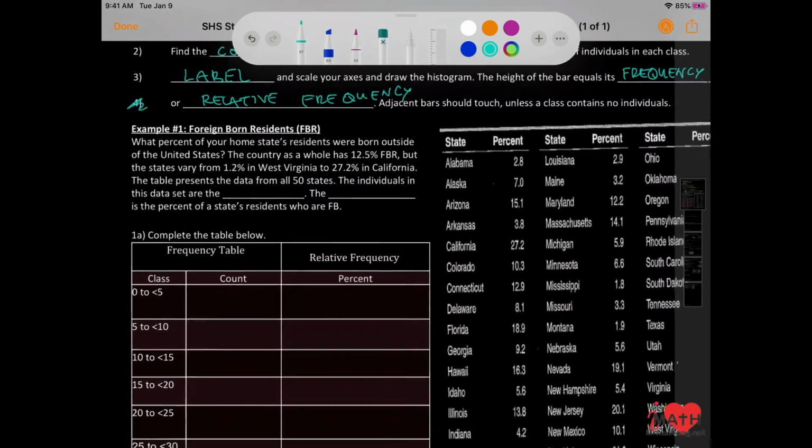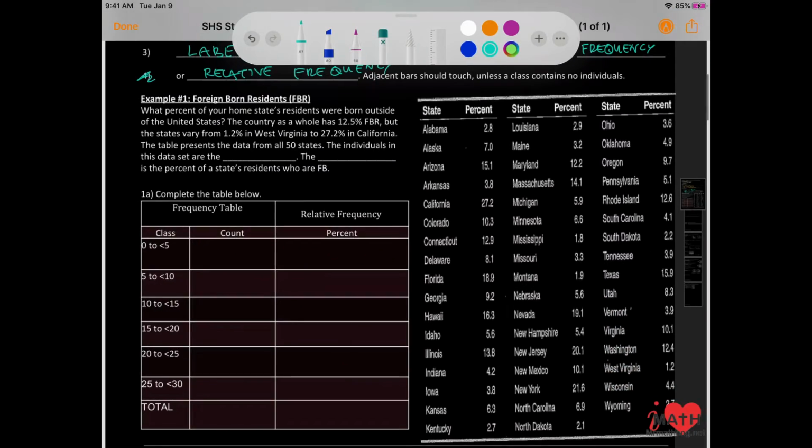All right, let's do our first example. Foreign-born residents. What percent of your home state's residents were born outside of the United States? The country as a whole has 12.5% foreign-born residents, but states vary from 1.2% in West Virginia to 27.2% in California. The table represents the data from all 50 states.